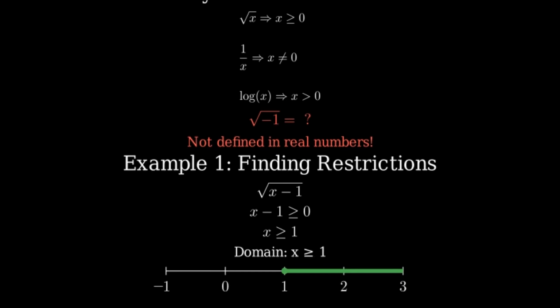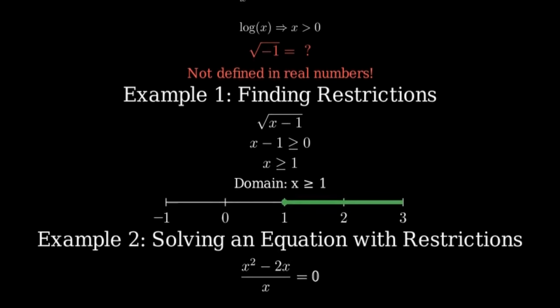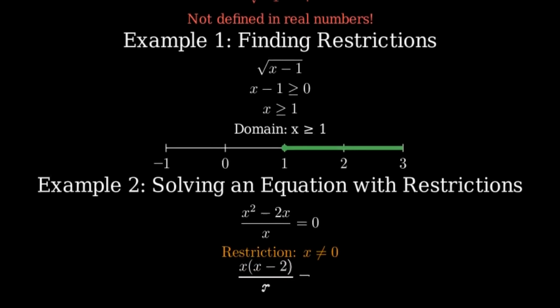Now, let's solve a complete equation with restrictions. x squared minus 2x divided by x equals 0. First, let's identify the restriction. Since we have x in the denominator, we must have x not equal to 0. Now, let's solve the equation.